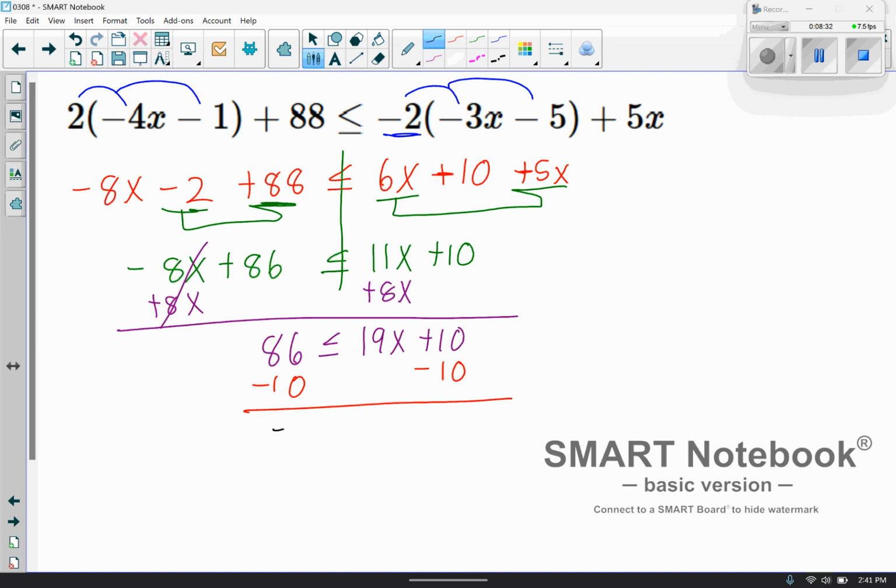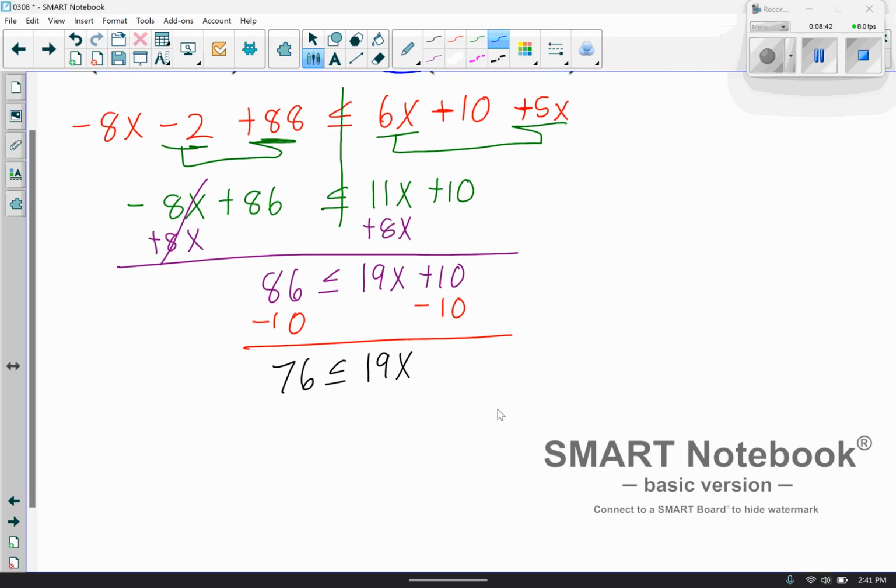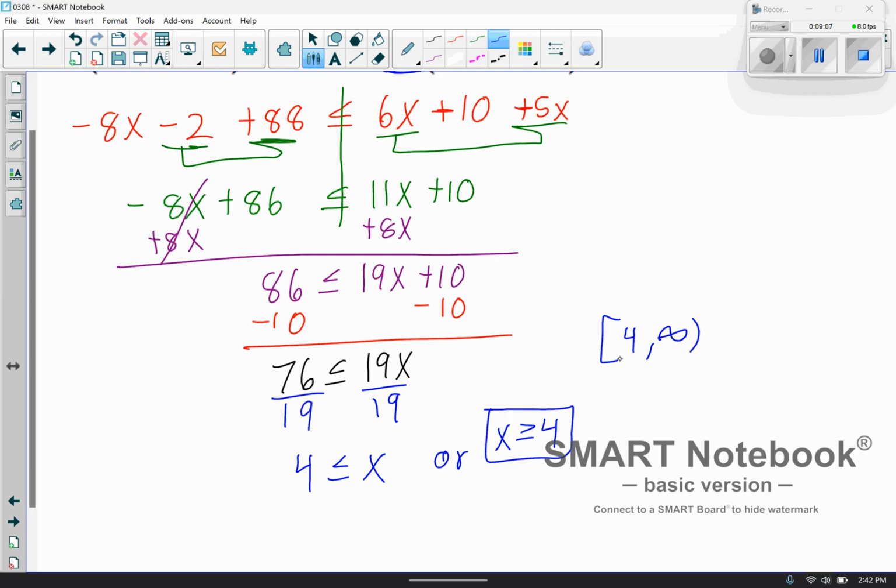And that will leave me with 76 is less than or equal to 19x. And fortunately for us, this should divide out quite nicely when I divide both sides by 19. This will actually reduce down to 4 is less than or equal to x, or you could look at it as being x is greater than or equal to 4. And so when the numbers we're looking for are greater, we're going to the right. So it's going to be from 4 to infinity, and we bracket in our 4 right there.